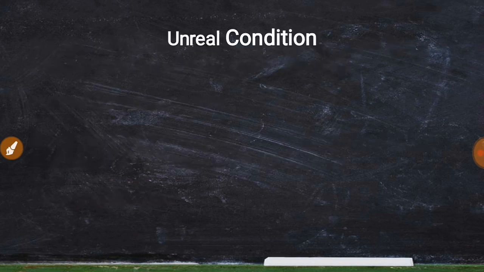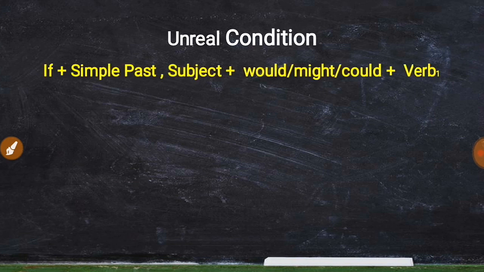What is unreal condition? The unreal condition is that type of condition that যদি আমি এটা হতাম তাহলে আমি এটা করতাম, যদি আমি ডাক্তার হতাম তাহলে আমি রোগীদের হেল্প করতাম, যদি আমি মিলেনিয়ার হতাম তাহলে আমি সবাইকে হেল্প করতাম, যদি আমি গাড়ি চালাতে পারতাম আমি তোমাদের ঘুরতে নিয়ে যেতাম. This type of sentence is called an unreal condition.